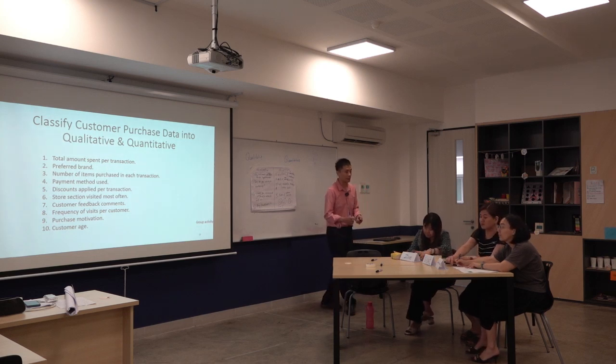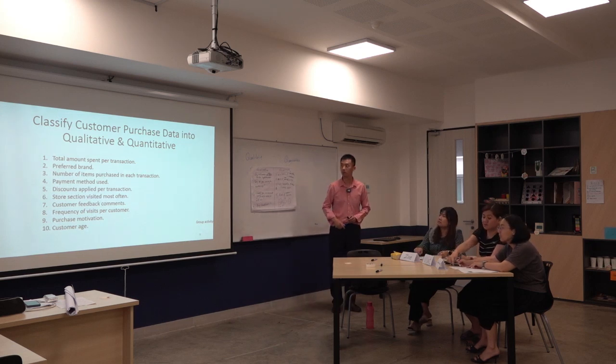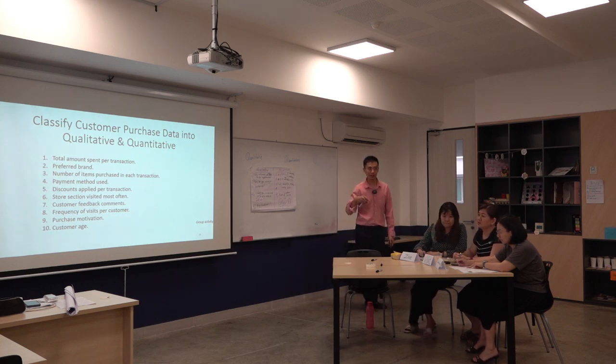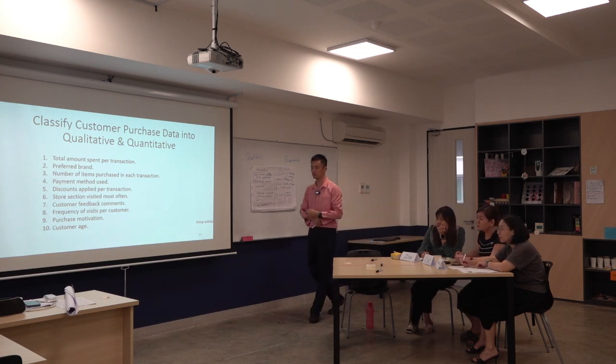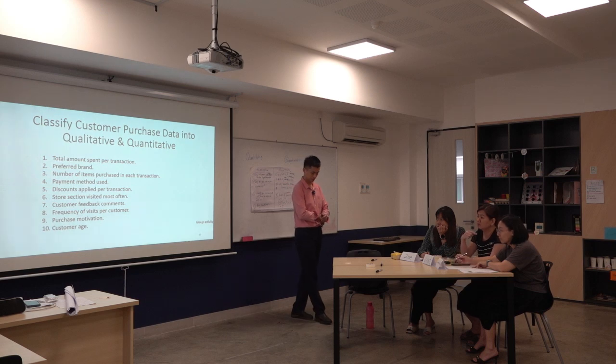Number one, maybe it can depend. Sometimes they can be both quantity and quality. Total amount must be this one. Number two, correct. Number three is this one. You can discuss together for 3 minutes. Number four should be this one. I will go to the next one. Number five, discount applied, this one. Store section visited, this one.